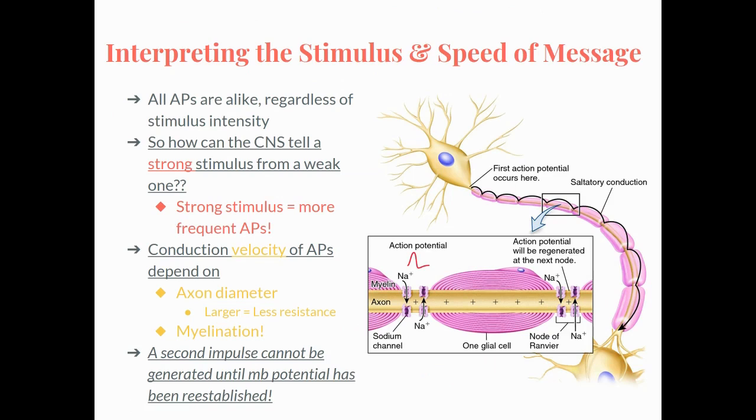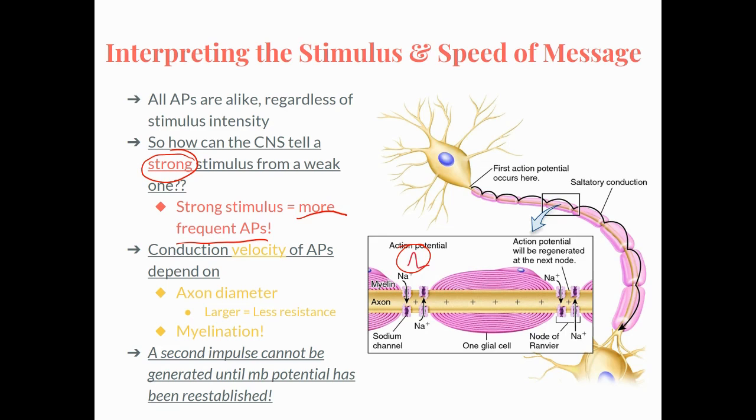So how do we interpret a stimulus and the speed of the message? All action potentials are alike, regardless of the stimulus intensity. So how can the central nervous system, remember your brain and your spinal cord, tell a strong stimulus from a weak one? If it's strong, there's going to be more frequent action potentials. Remember, this is your action potential here.